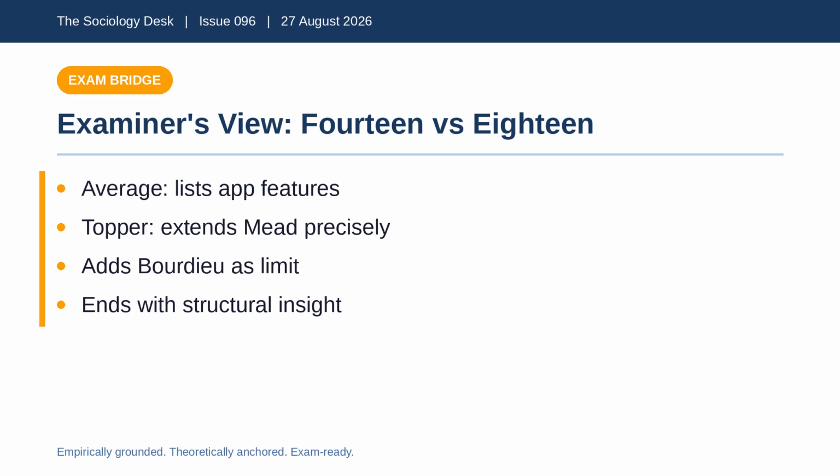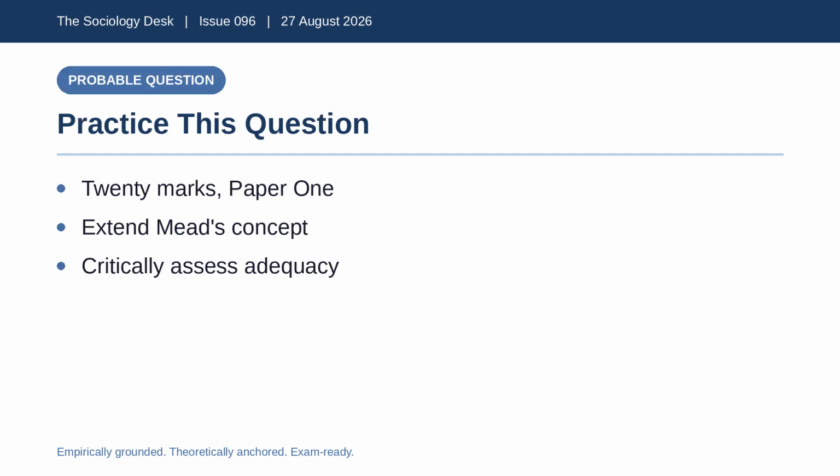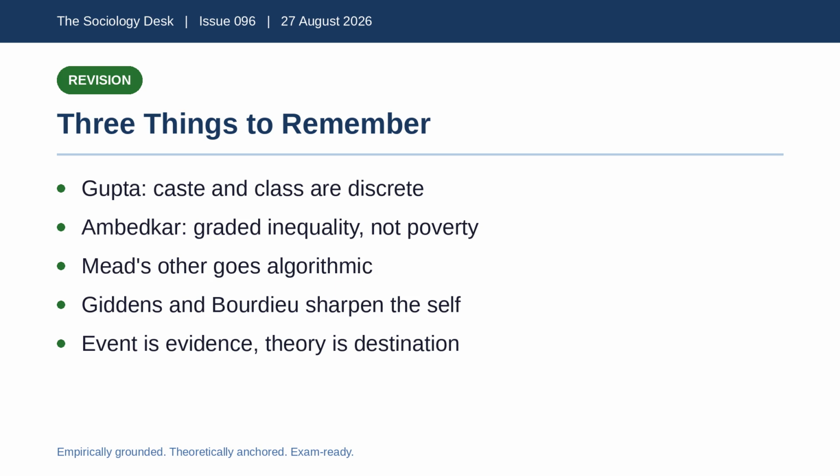Naming a thinker is the entry ticket. Extending the thinker's concept precisely into the event is what wins the marks. Tonight's second practice question: is Mead's concept of the generalized other adequate to explain identity formation in an algorithm-mediated digital society? Critically assess. Notice the verb, critically assess. It wants your judgment, not just a description.